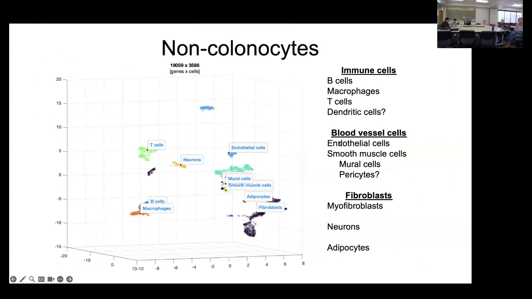There's also blood vessel cells, so endothelial cells, smooth muscle cells, mural cells, and pericytes that are all connected to the blood vessels. Then there's all sorts of fibroblasts, some myofibroblasts, and then some other types of fibroblasts that, like I mentioned, are providing growth factors and nutrients to the colonic stem cells. And then we also see things like neurons and even adipocytes show up in this data.